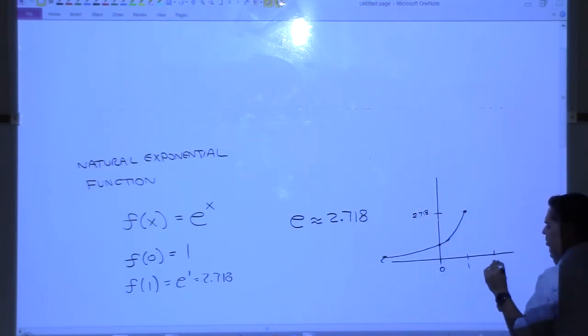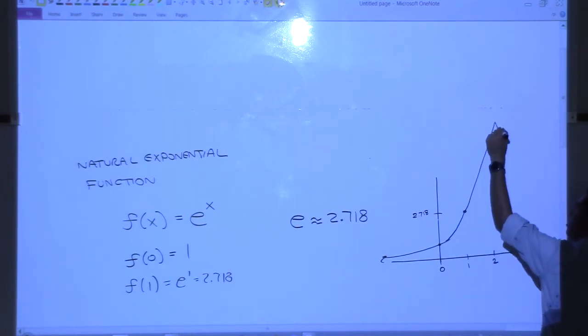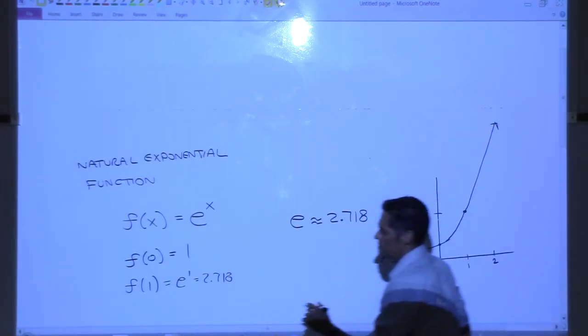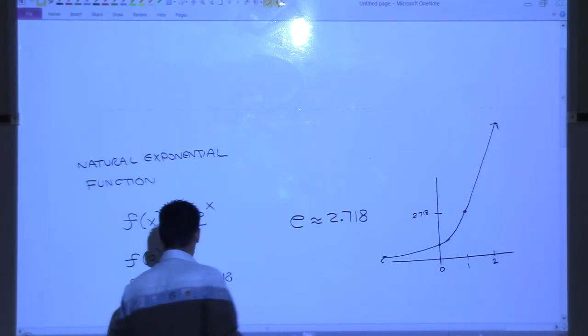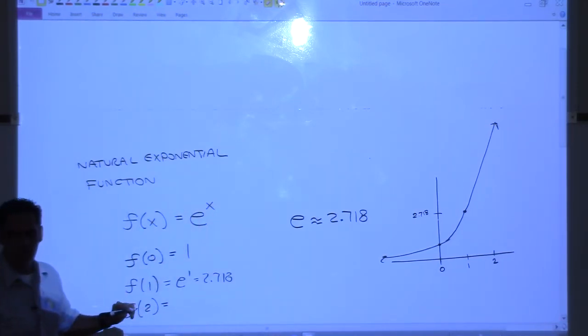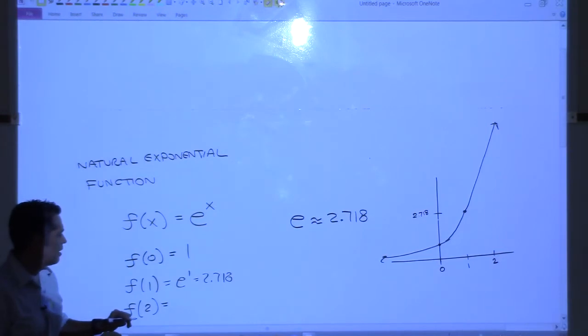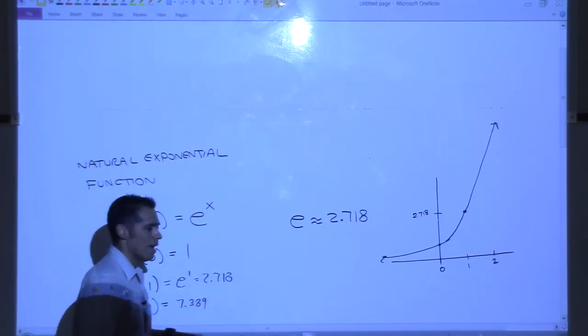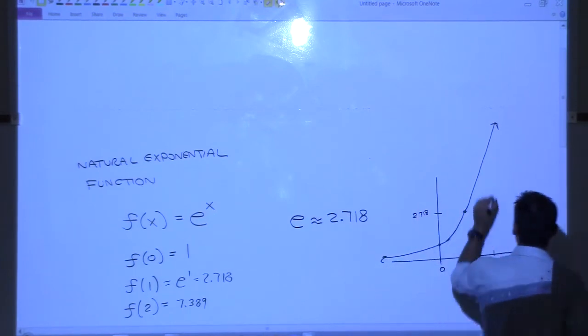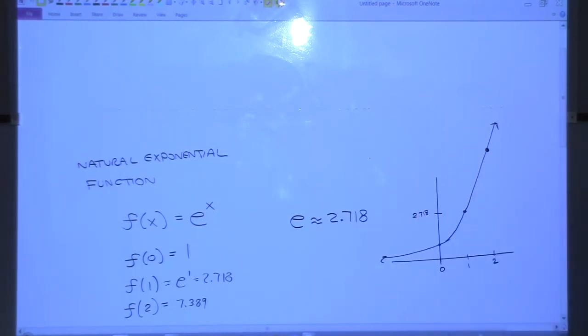And what about if I go out to 2? Where will I be at 2? So you've got to square it, right? What is it? Someone got that for me? E squared as a decimal, 6 point something, I think? 7? 7.389, something like that, okay? So far, nothing special, right? Nothing special. Now, we come in as calculus students.